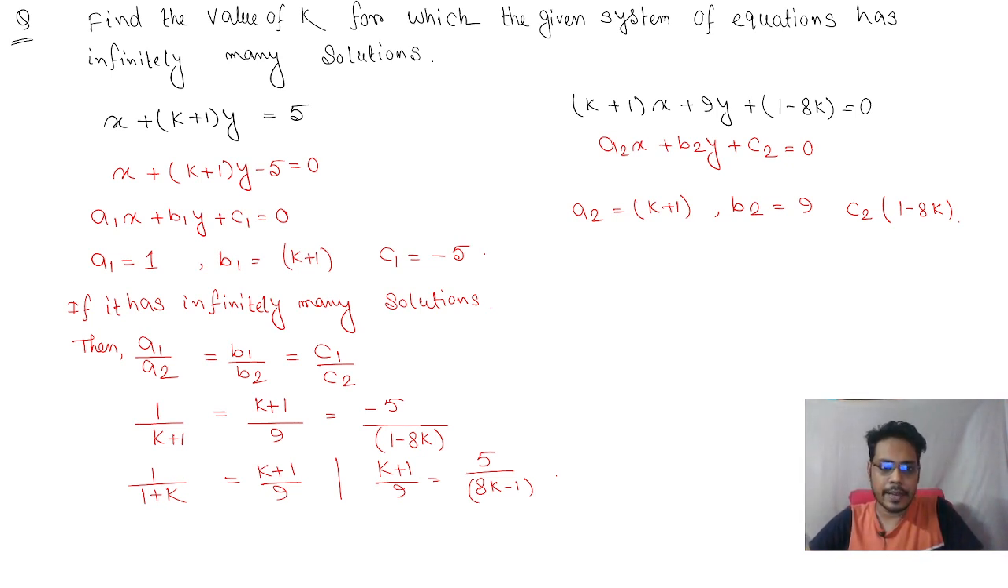then a1 is 1, b1 is k + 1, and c1 is -5. a2 is k + 1, b2 is 9, and c2 is 1 - 8k. Now it has infinitely many solutions. That means it must be a1/a2 = b1/b2 = c1/c2. Now just put the values.